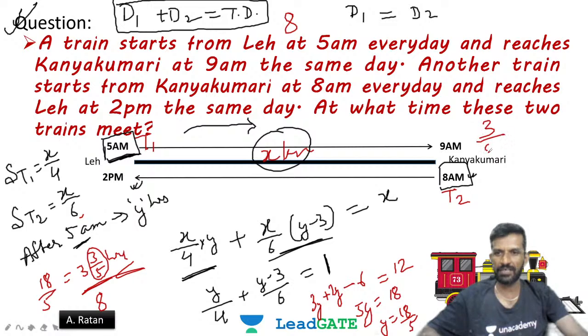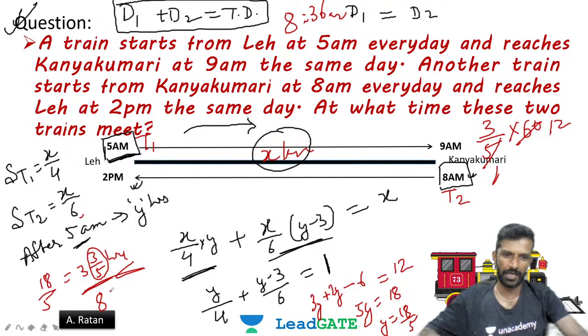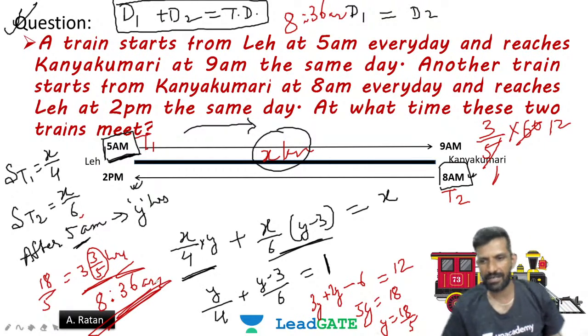Convert 3 by 5 hours into minutes. So 3 by 5 into 60: 5 12s are 60, so 12 3s are 36. It means they are going to meet sharp at 8:36 am. This is the answer. Exactly at 8:36 both trains will meet each other.